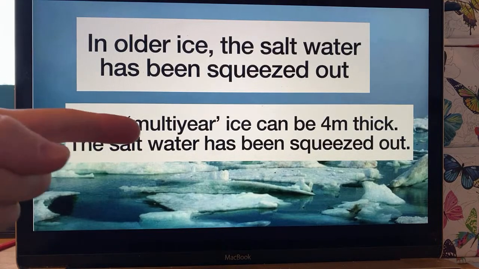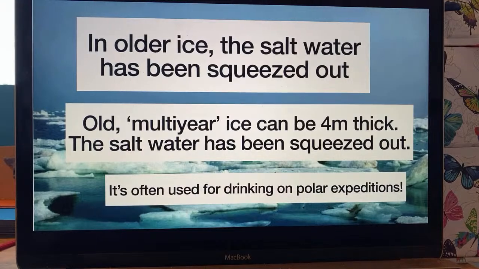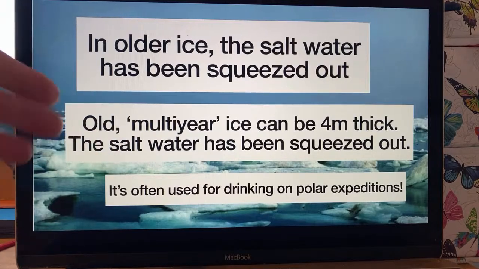So old ice, they call it multi-year ice, can be 4 metres thick, 4 metres. And the salt water has been pretty much squeezed out. I'd never thought about how people on polar adventures get their water, but apparently you've got to look out for the multi-year ice, because that's good for melting to drink. You don't want to be melting down new ice to drink it, because you'll just end up with loads of salt water in your mouth. Whereas multi-year ice, that's survived summer and winter, hasn't got as much salt water in it. So yeah, good for drinking. I know. Right.